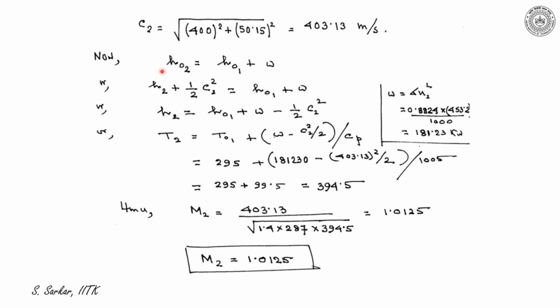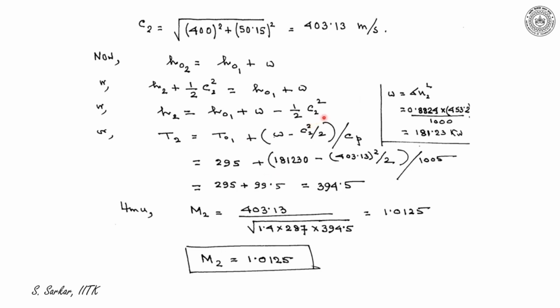Now I can write H02 is equal to H01 plus w, where H02 is the enthalpy of fluid at the exit of the impeller, H01 is the total enthalpy at the inlet, and small w is the specific work input. Now here H02 I can write as H2 plus half C2 square. Thus I have written H2 is equal to H01 plus small w minus half C2 square.